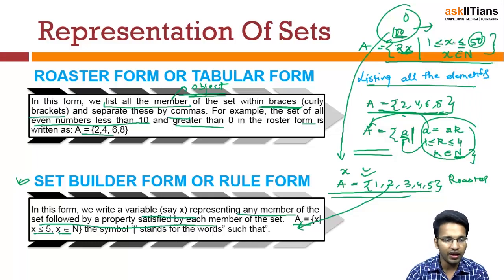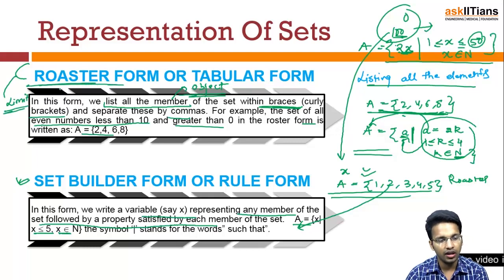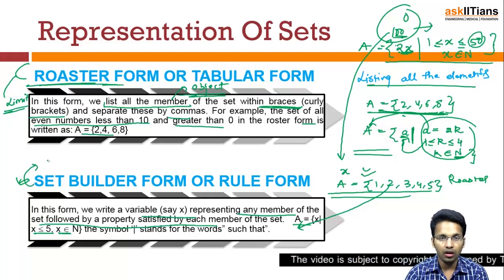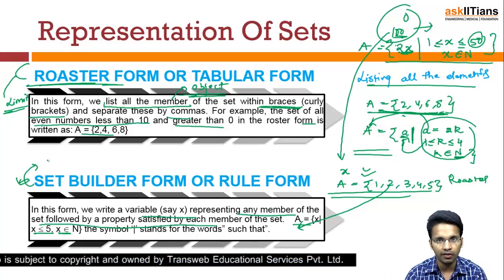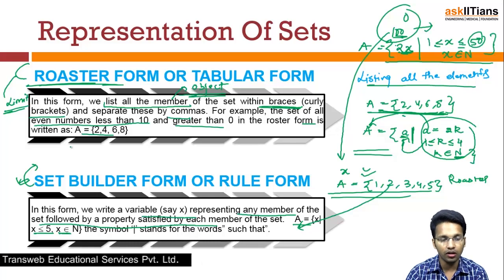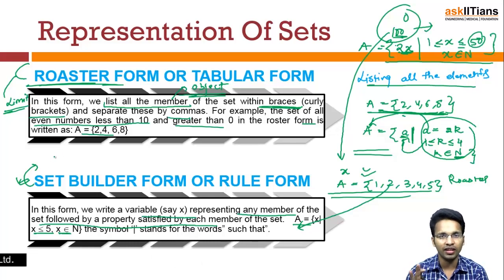The roster form is best when there are limited elements, and it is more elaborate. The set builder form is useful when you have an infinite set, which we will talk about later, or when the number of elements in a given set is very, very large. So this is how both the representations work.